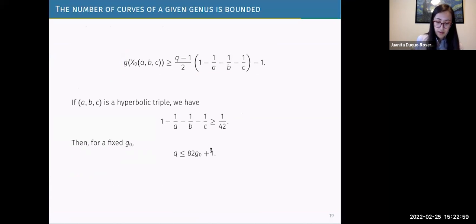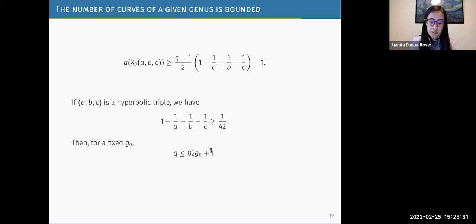And now for any hyperbolic triple, it turns out that this quantity that we have in our formula is bigger than 1/42. And that's not hard to see. You know that A, B, and C are bigger than 2, and then you just find the minimum triple that you can plug in that is hyperbolic. It turns out to be (2, 3, 7). So you plug in (2, 3, 7) and you get 1/42.